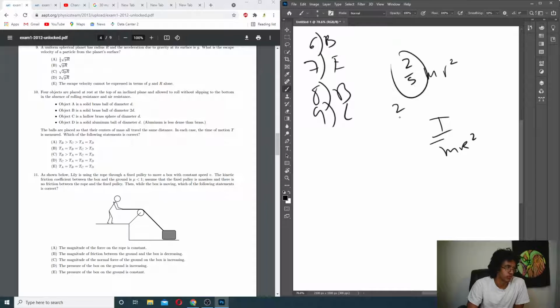Hollow brass guys should be, that's like how fast, right? So the bigger your coefficient, the slower you're going to go. So your object C is going to be the slowest. Density, does density matter? Pretty sure it doesn't. So TC should be greater. So it should be D.